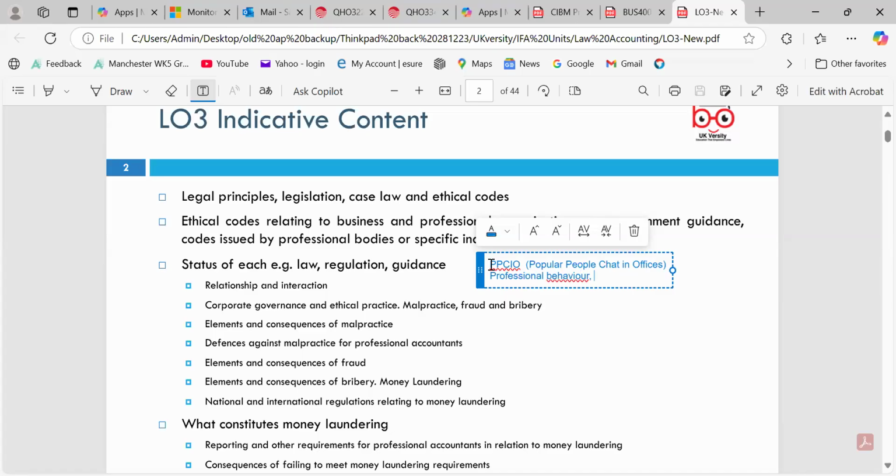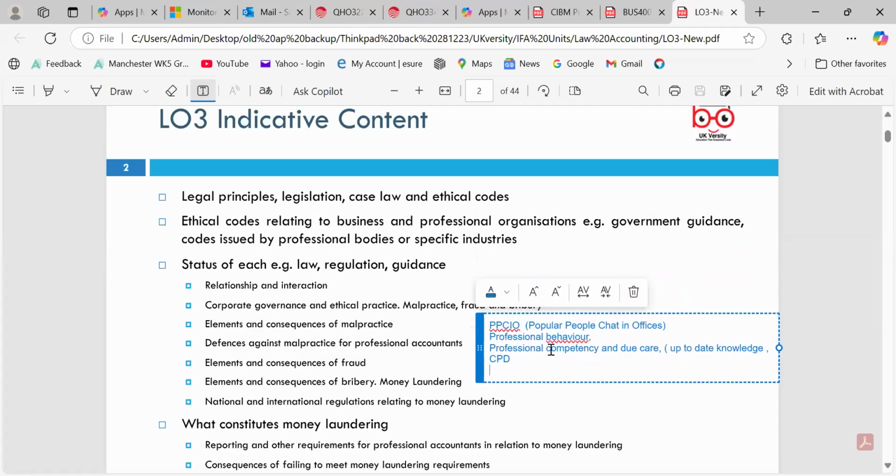Professional behavior means no conflicting information or behavior, giving true and fair information in line with the law and ethics, and morally correct information. The second P is professional competence, which means up-to-date knowledge. If you're an accountant or a solicitor, you need to make sure you do CPD, continuous professional development, because the rules and regulations keep changing. Every year the Finance Act is changed, so we need to keep following and updating.